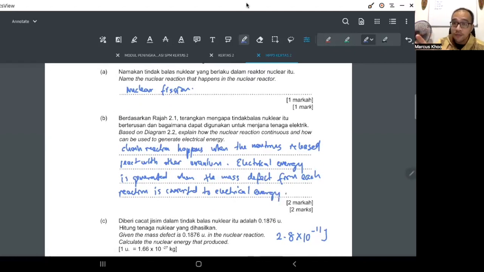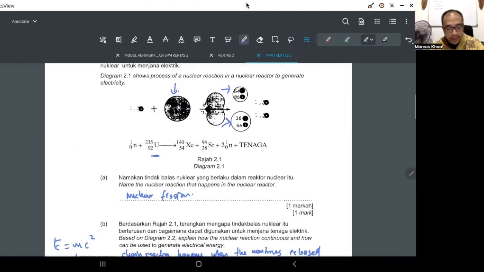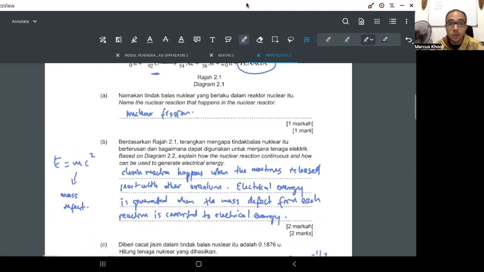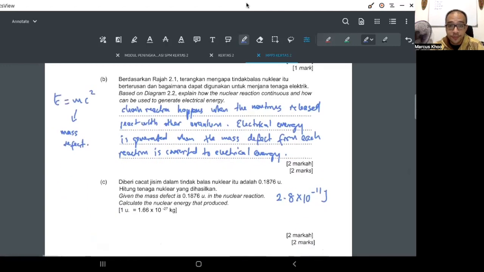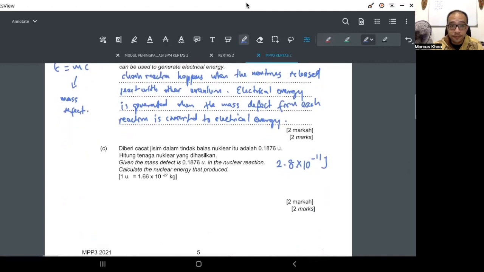The mass defect comes from E equals mc squared. The nuclear energy formula is E equals mc squared. But this m is a very important one. It's not a specific mass, it's actually a mass defect, kesusutan jisim. There will be some form of mass that is lost, and the mass that is lost is actually converted into electrical energy. So that's how we get those 2 marks.